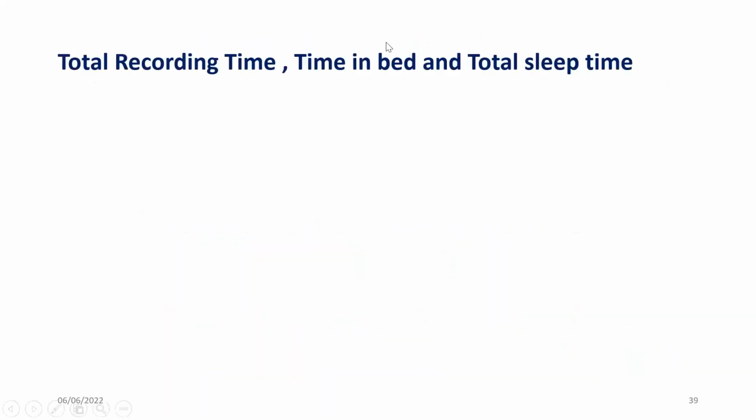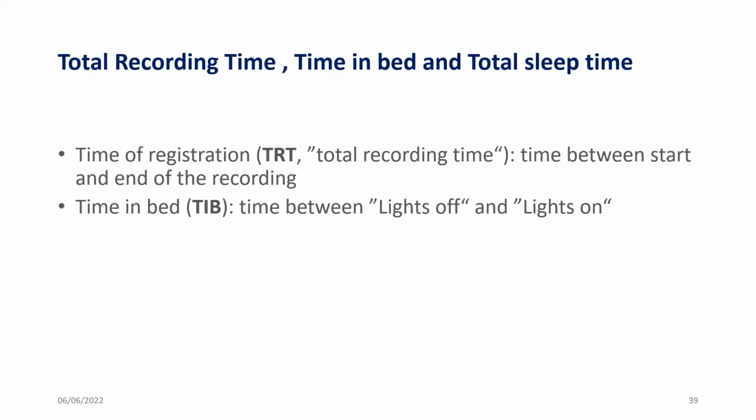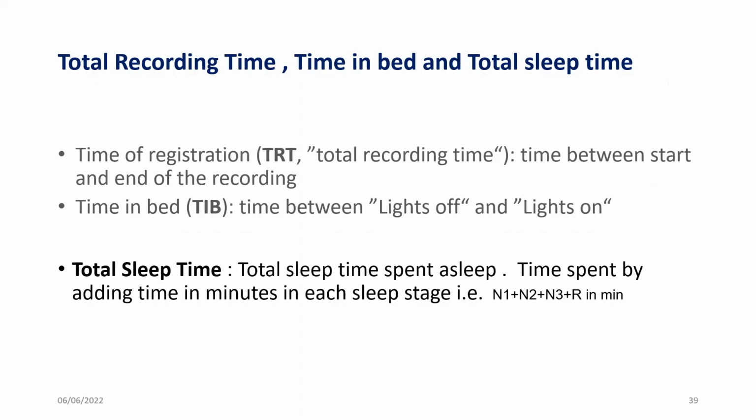Now, what is total recording time, time in bed, and total sleep time? Time in bed is basically between lights off and lights on. Total recording time is when we start the unit and when we end the unit. It's basically called total recording time. Time in bed is between lights off and lights on. And total sleep time is the total time spent in sleep. That means N1, N2, N3 and REM stages combined together will be called total sleep time.